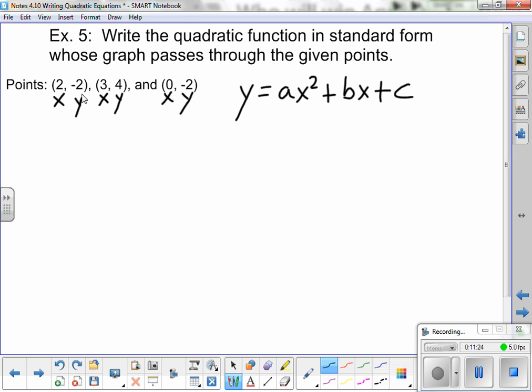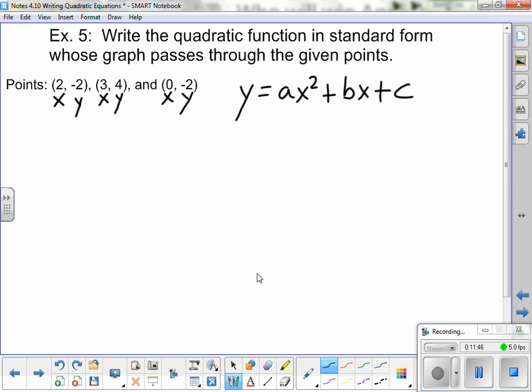First, I'm going to plug in a 2, negative 2 into this, and you'll get an equation. Then you'll plug a 3 and a 4 into this, and you'll get another equation that's different from the first one. And then you're going to plug a third one in and get another equation that's different from the first 2. So you'll technically have 3 equations with 3 variables left over.